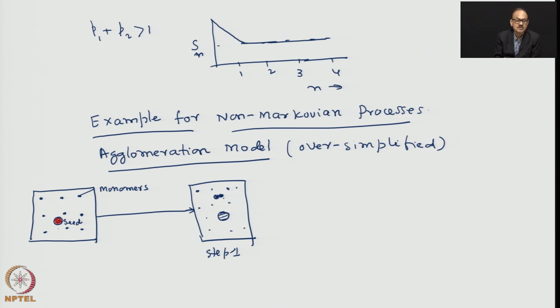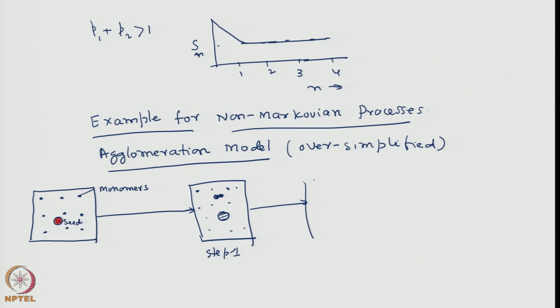As we mentioned, we generate a random number. If the probability p is pre-assigned, let us say 0.4, then if the random number shows a number less than 0.4, we allow a dimer formation. If it shows a number more than 0.4, we disallow the formation. This is step 1. In step 2, we allow these dimers only to agglomerate with the seed.